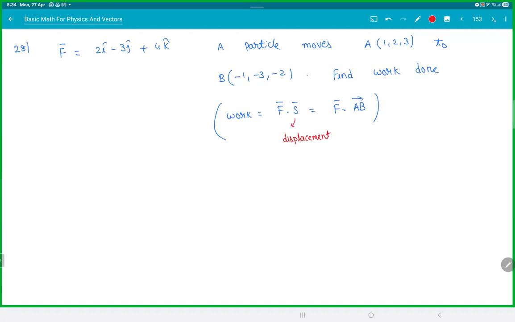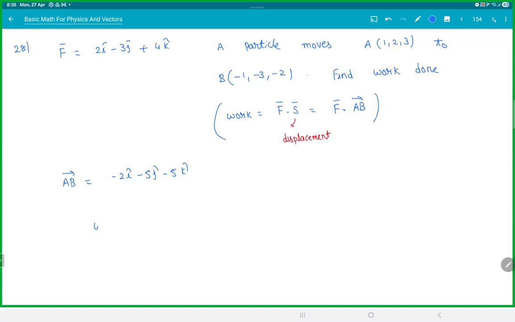Right, Ishi. So let's find AB bar. I'm sure everyone knows that. AB bar, you're going from A to B. B is the final. So minus 1 minus 2, that is minus 3 i cap. Minus 3 minus 2, that is minus 5 j cap. And minus 2 minus 3, that is minus 5 k cap.